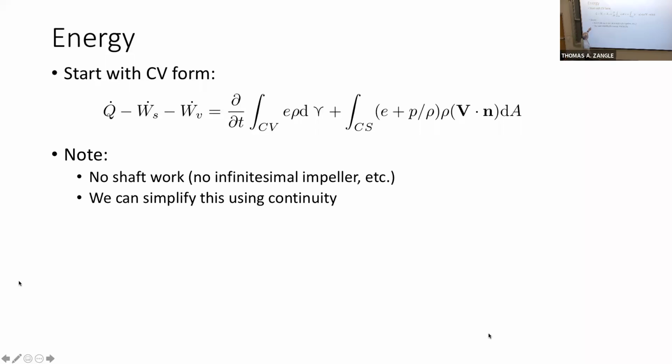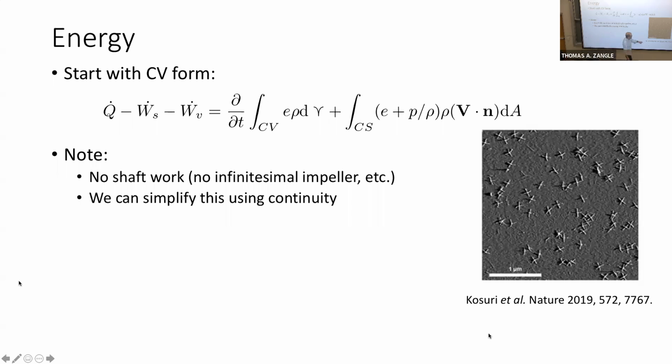One thing to note is that we're going to assume there's no shaft work. We're going to take this control volume and shrink it down to the smallest size possible, all the way to 0, to derive a differential form. So when we do this, there's no possible turbine shaft or something that could fit inside of a control volume. This is the smallest reported type of propeller blade that I can find, and these things are about 100 nanometers or so across. We're considering a very small control volume, so there's no shaft work inside of that.